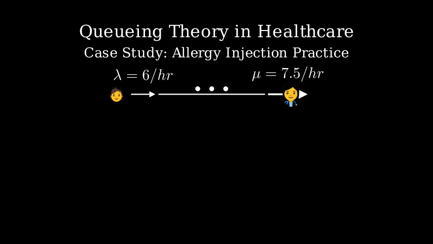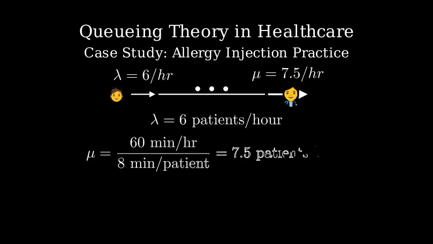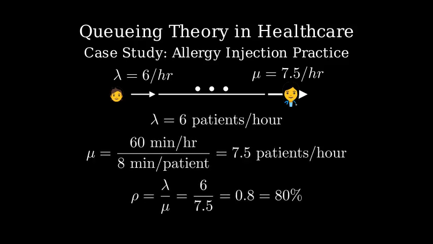Let's calculate our basic parameters. Lambda, our arrival rate, is 6 patients per hour. Mu, our service rate, is 7.5 patients per hour since each patient takes 8 minutes or 1/7.5 of an hour. This gives us rho, our utilization factor, of lambda divided by mu, which equals 0.8 or 80% utilization.